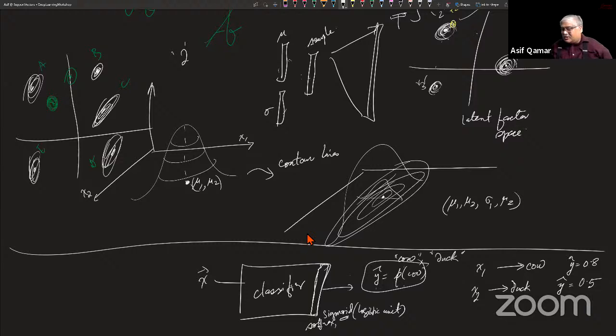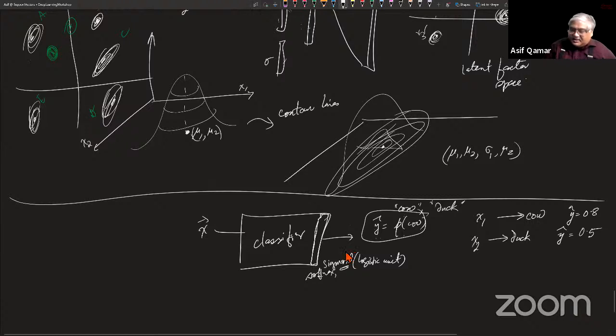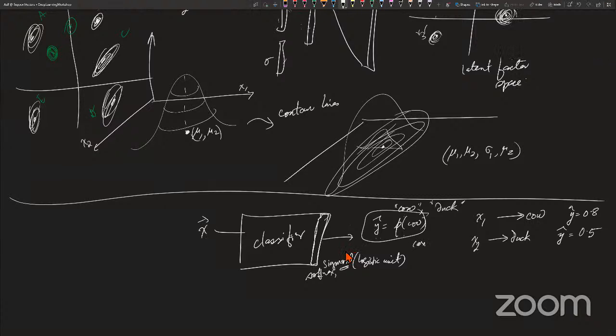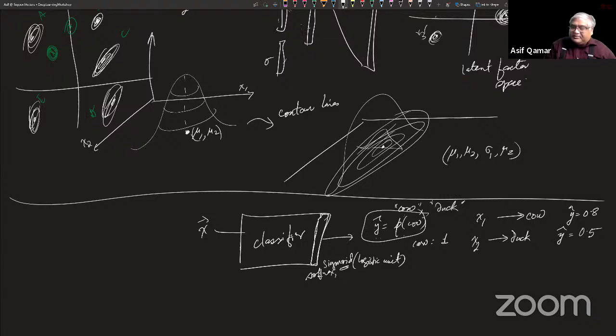But see, now the cross entropy, let us think. We associated cow to 1. What should have come out? The answer that we expected for cow is what? 1. What should have been there? The label is saying cow. When the label says cow, what does it mean? Probability of cow is equal to 1, isn't it? That is the ground truth.